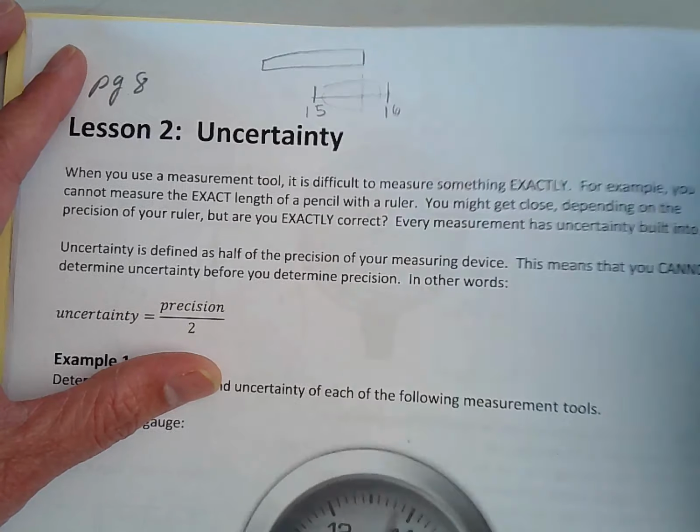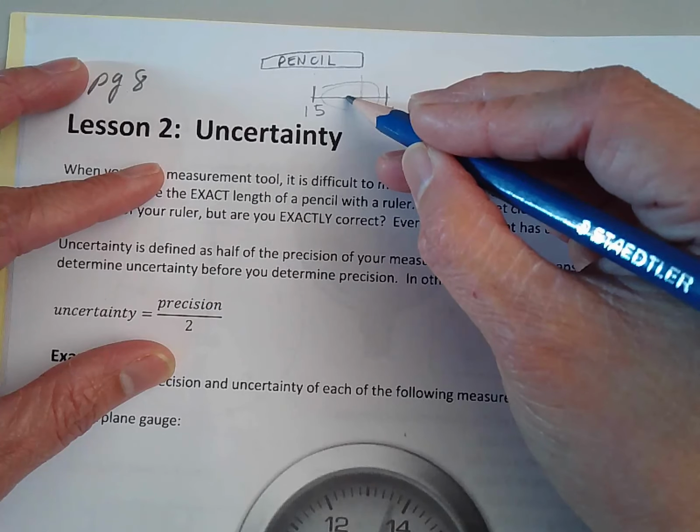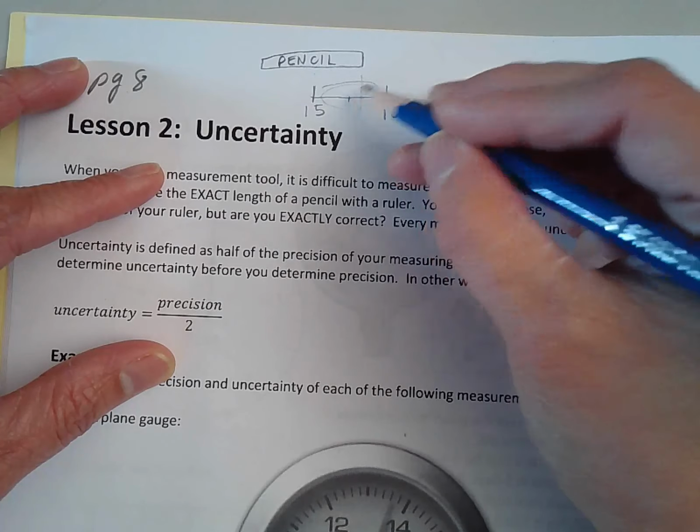All right. So we know it's going to be between 15 and 16. We could somehow say it's about 15 and a half because we can gauge it, right? It's not quite 15, and it's not 16, but we can say it's about 15 and a half. So there's a level of uncertainty when it comes to the measurement in between the precision.